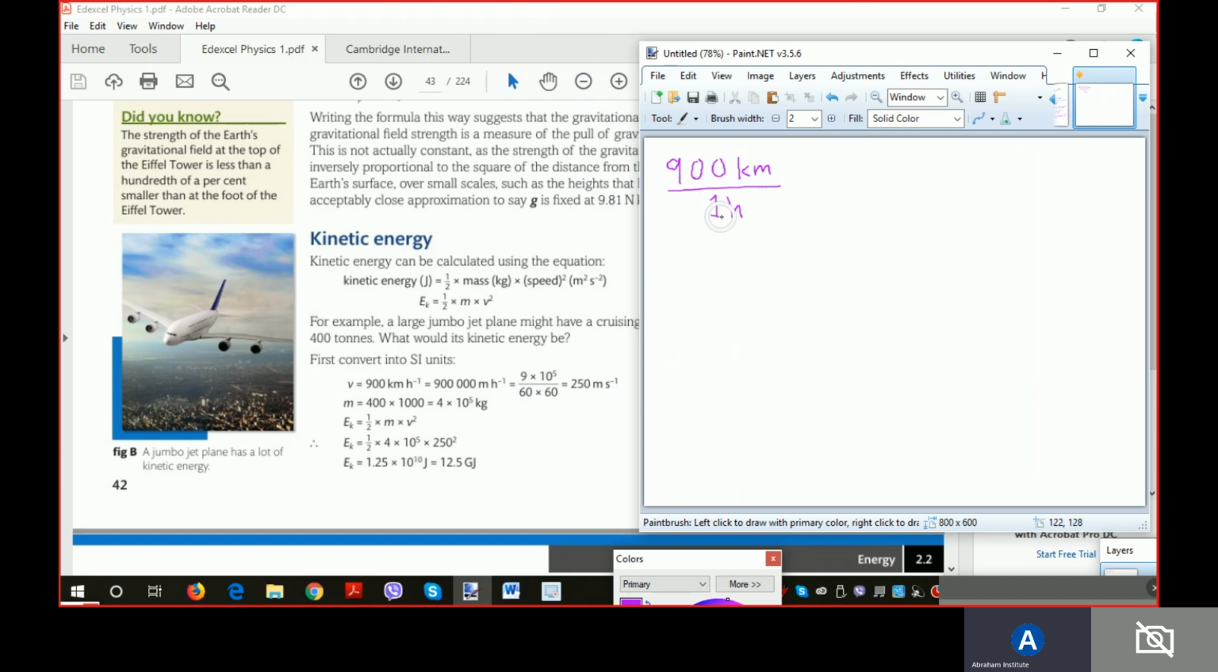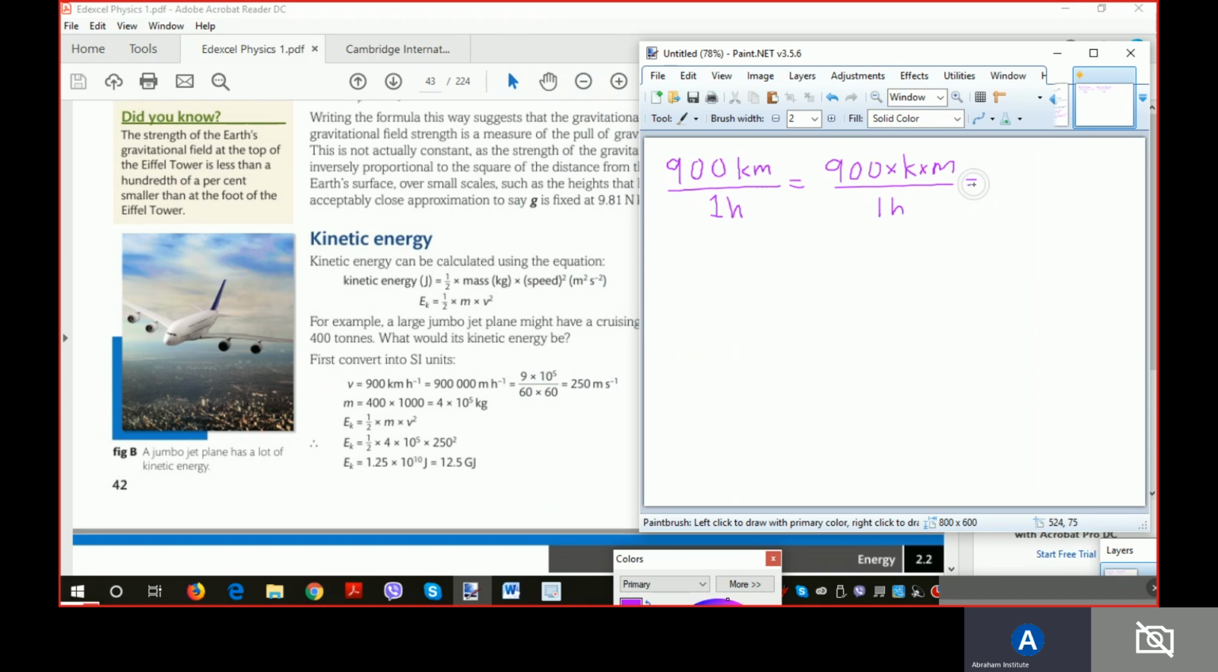Okay, so for 1 hour it travels 900 kilometers. So what we can do is, this kilo is a metric prefix. Kilo has a numerical value of 1000. So the sign between these two, this number and this letter, and between these two letters is a multiplication sign. So you can also write it like this, and then per hour, 900 kilometers per hour.